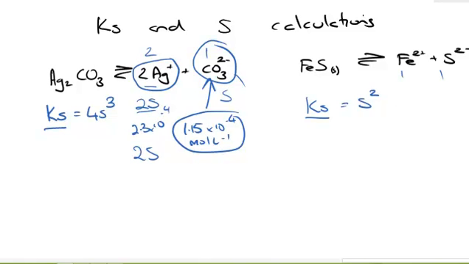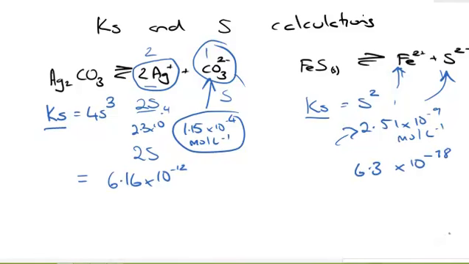If you're told, for instance, that the concentration of the sulfide ion is going to be equal to 2.51 times 10 to the negative 9 moles per litre, and that's in a saturated solution, the concentration of that sulfide ion will be the same as the concentration of the Fe2 plus ion, and all you've got to do now is square that concentration, because it is the same as S. So that's a second way that can be done.